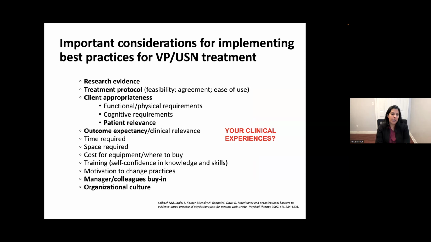We also want to understand, and what helps us decide whether we want to use that treatment intervention, not just, okay, great, the research evidence supports it, but what's that treatment protocol like? Is it clear? Is it actually feasible in clinical practice? Do we agree with it? How easy is it to use? We want to think about client appropriateness, in terms of functional or physical requirements. Is this feasible in clinical practice? What are the cognitive requirements? We talked also about endurance. Is this going to work out with our clients and whether it's relevant as well?